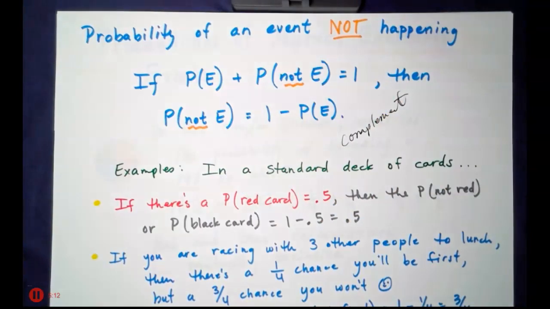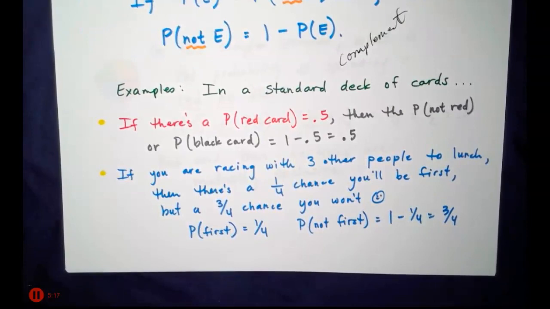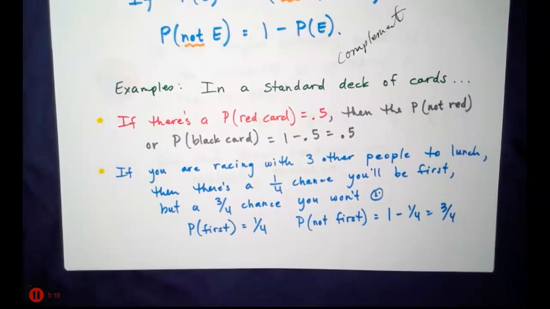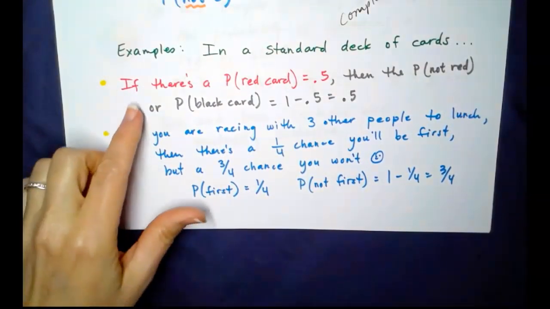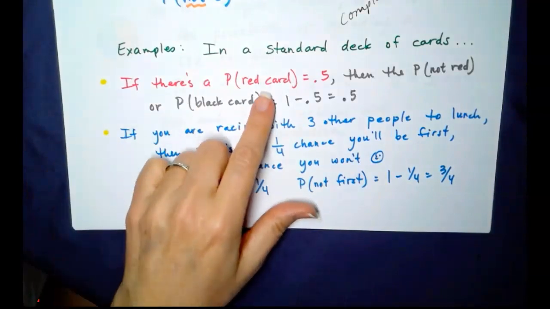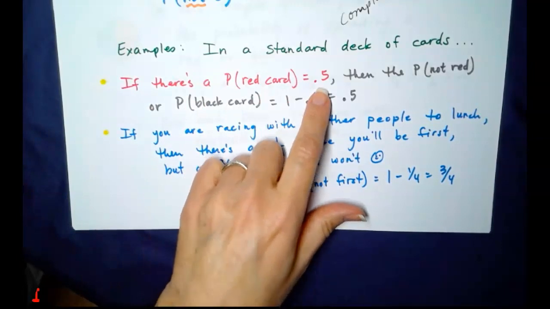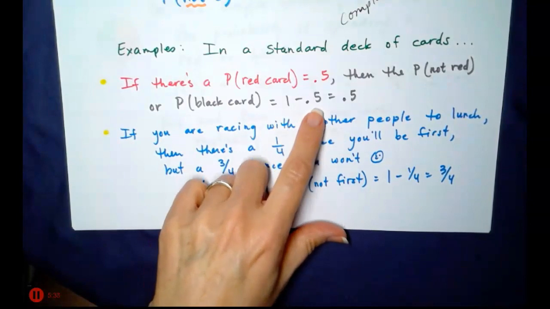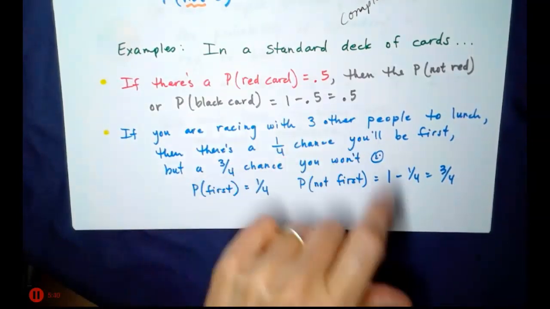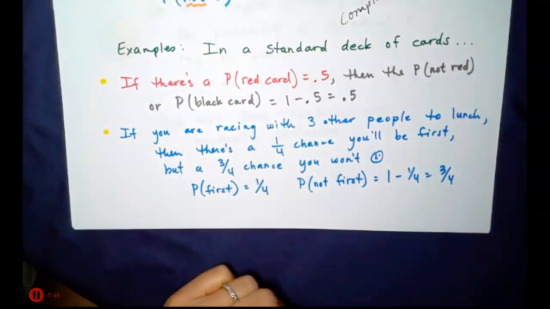So, examples. In a standard deck of cards, remember, a standard deck of cards does not include jokers. It just includes 52 cards. So, cards are either red or cards are black. So, if there's a probability of getting a red card that's equal to 0.5, then the probability of not getting a red card has to be 1 minus 0.5. So the probability of getting a black card is also 0.5, which makes sense because half the deck is red and half the deck is black.